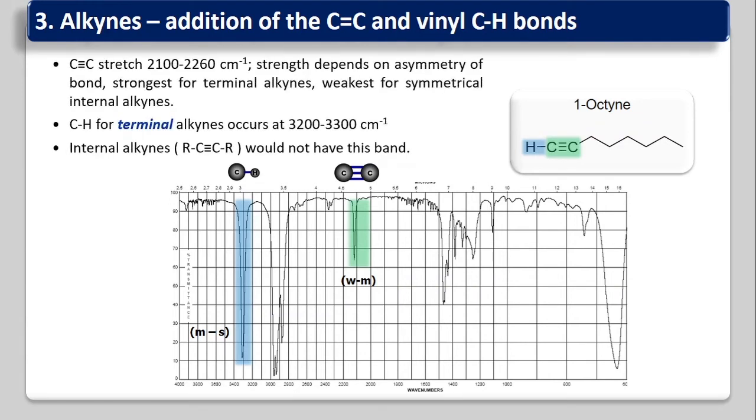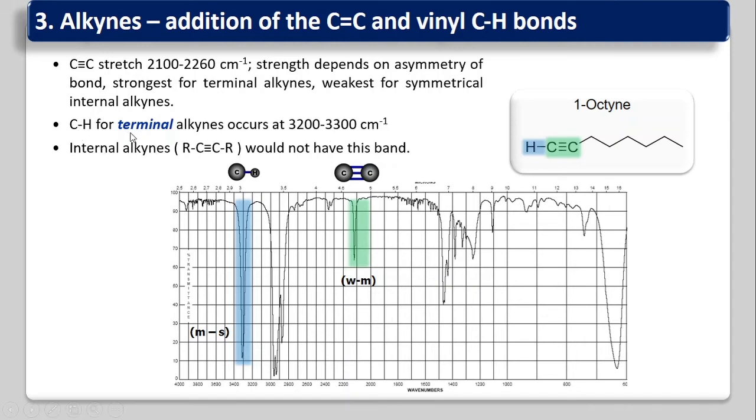So see here, the carbon-carbon triple bond stretching frequency is 2100 to 2200 centimeter inverse. The strength depends on the asymmetry of the bond, strongest for the terminal alkyne but weakest for the symmetrical internal alkyne. So if the alkynes are terminal, then you are getting a strong peak, but the peak height goes on decreasing as the alkynes become symmetrical and internal.